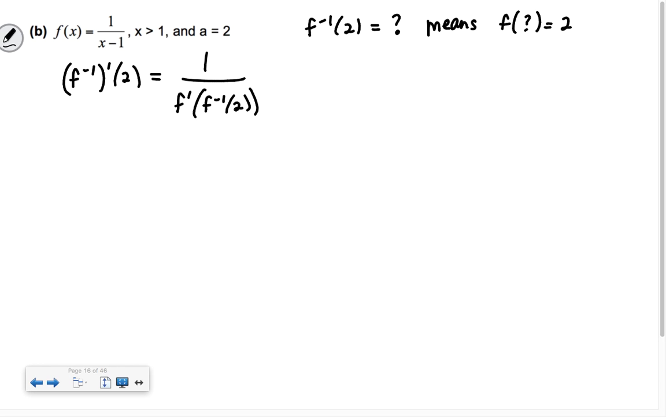Anybody have it? Can you do it in your head? What do you think? It is 1.5. Good. Jake does a lot of steps in his head. I'm always like, show your work, Jake.